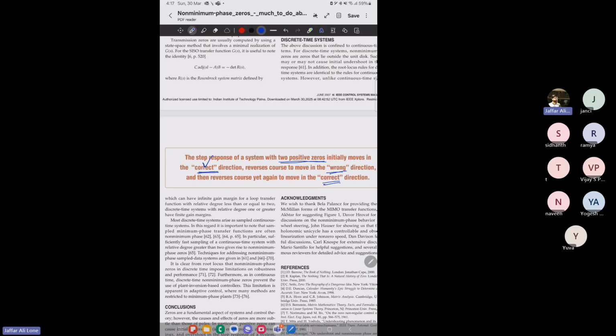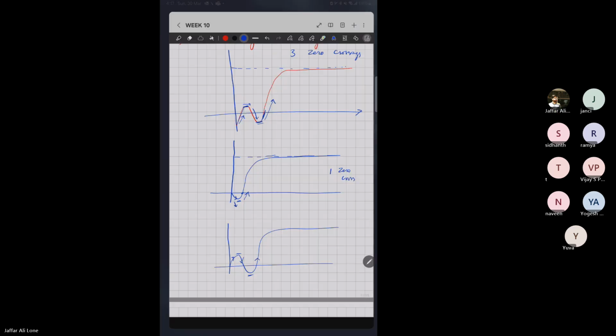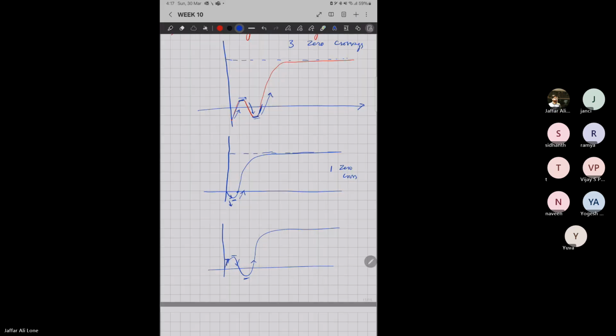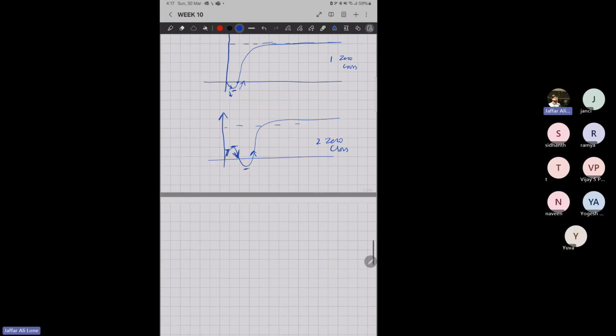Now see here. Initially correct, then it goes in the wrong direction, then again goes in the right direction. This is for 2 zero crossing, the same case. Is it now clear? Yes, sir. Okay. So these types of questions are asked in your assignment.